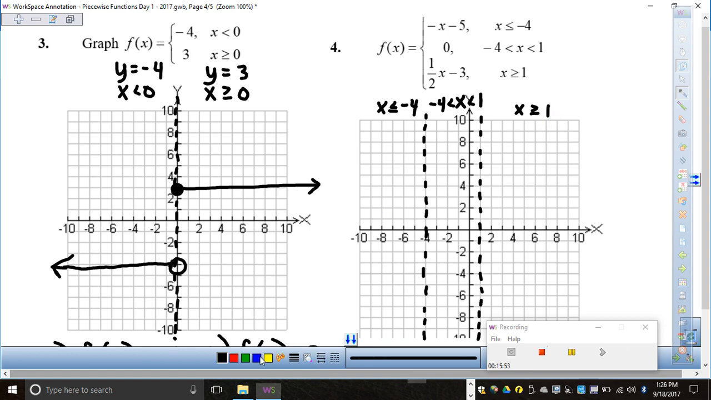All right, let's go back and label our equations. So on the first section, it's going to be y equals -x minus 5. I'm going to switch colors here so we can easily tell. The middle section, our equation is y equals 0. The last section, our equation is y equals 1/2 x minus 3.